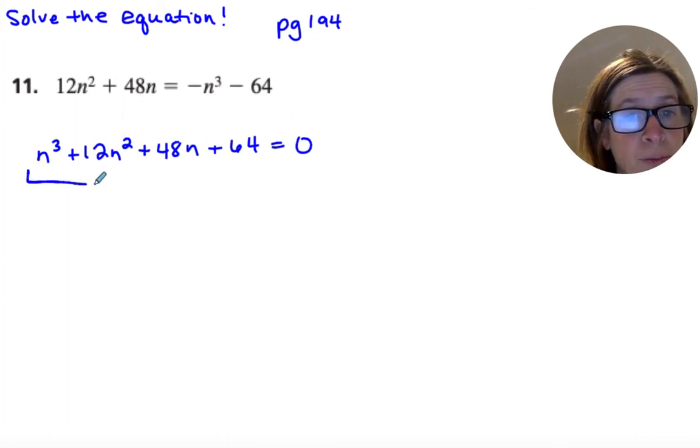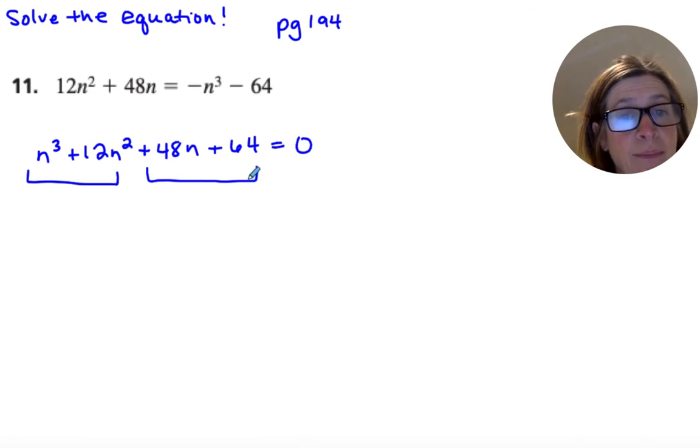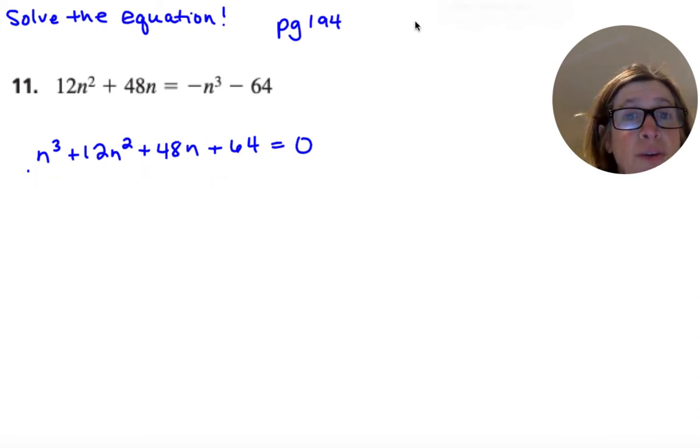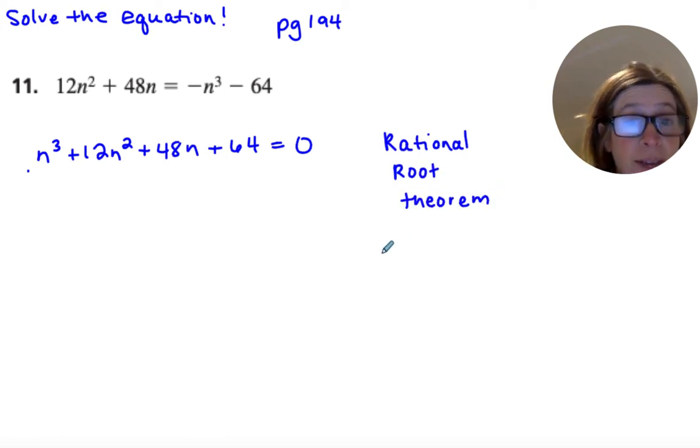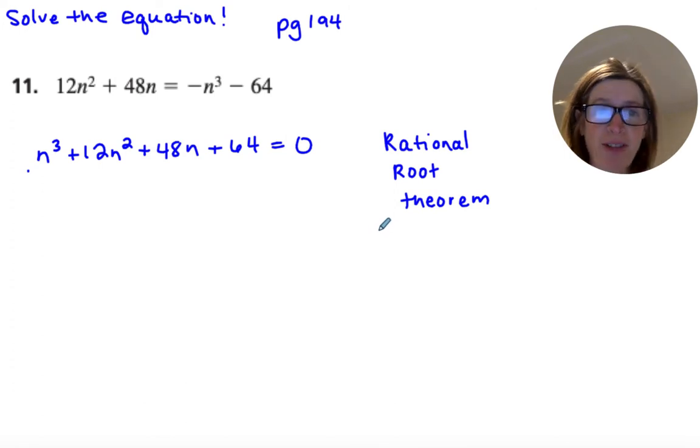So you could group together this and this, and see if it's something that you could factor, which you actually can't. So you would actually have to use the rational root theorem, okay? So we would use the rational root theorem to see if I can get a depressed polynomial that might be factorable, right?